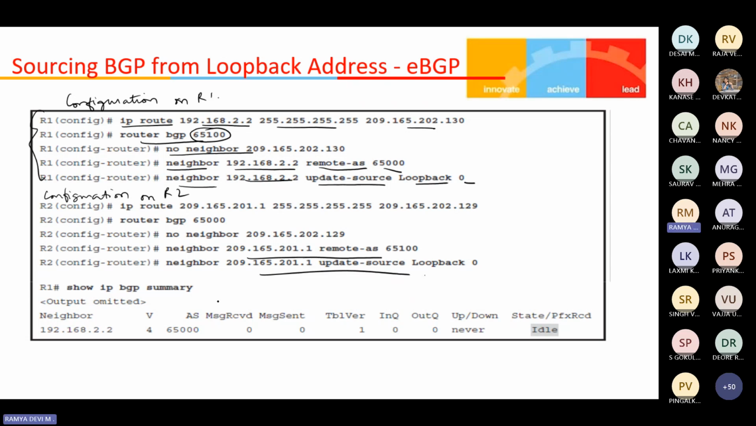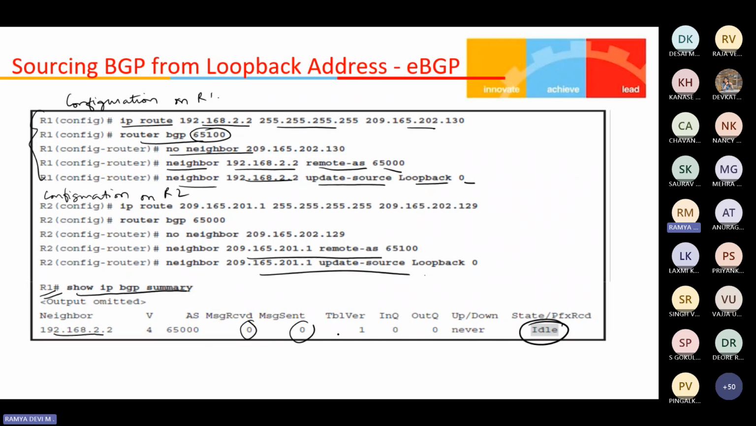Okay. How to verify this? Verification can be done with the help of show IP BGP summary, right? So this we are doing in R1. The neighbor 192.168.2.2 appears. But what about the session? The session remains idle. So how many packets received? The messages received is 0, messages sent is 0. So no successful TCP connection.